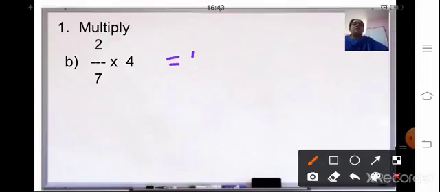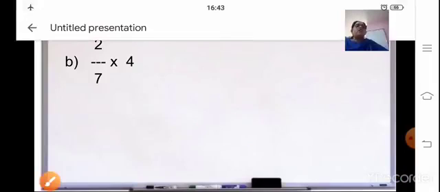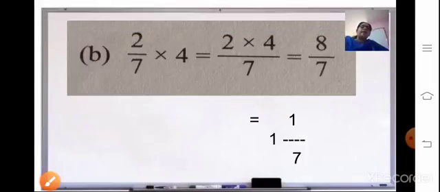4 into 2. Multiply the whole number by the numerator, upon the denominator. So 4 2s is 8 upon 7, which is an improper fraction. When you divide this 8 by 7, you will get the answer as 1 whole 1 upon 7. Okay. So you can check the answer from the slide and then solve it in your notebook.